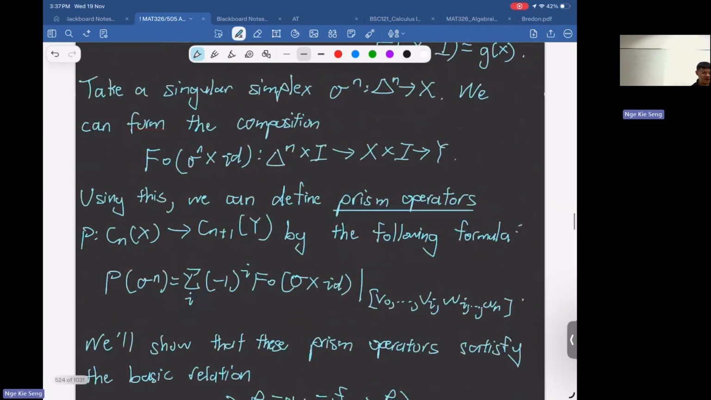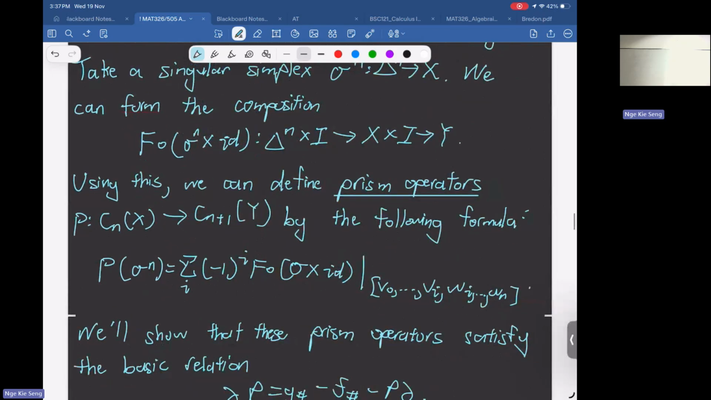And then we will define this prism operator here. Okay. So why is it prism operator? Because just now you can see that the delta n cross I looks like a prism. Okay. So what does this prism do? You take an n simplex in X and make it into a singular simplex from an n plus 1 simplex. Because like what we did just now, we can chop the n simplex cross I into n plus 1 simplex.